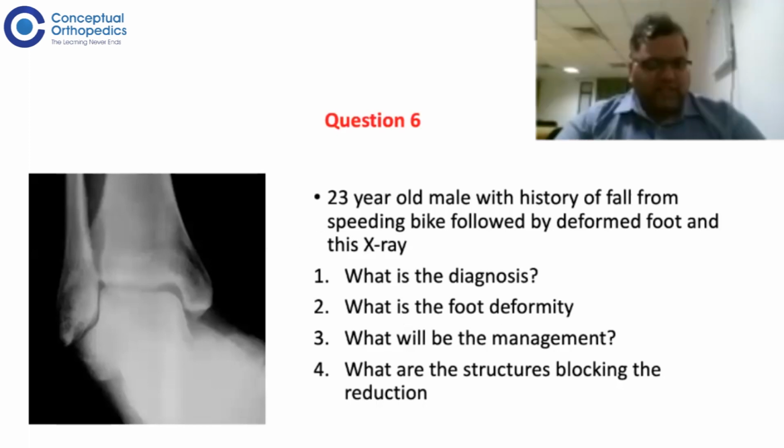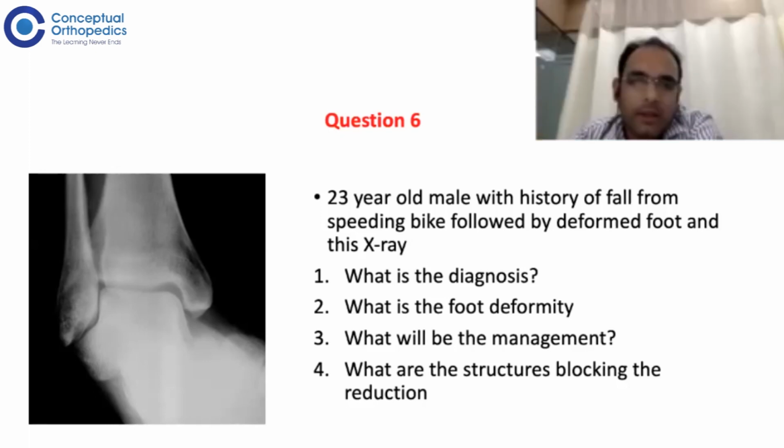The next station, we are shown a radiograph in an AP view. A history is given of a 23-year-old gentleman who fell off a speeding bike, which led to a deformed foot, and this is the radiograph. We are asked to diagnose, name the foot deformity, inform about the management, and say which structures block the reduction.